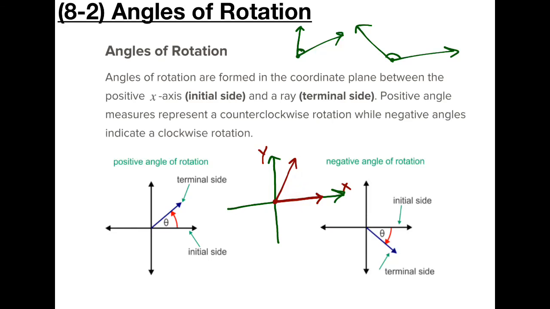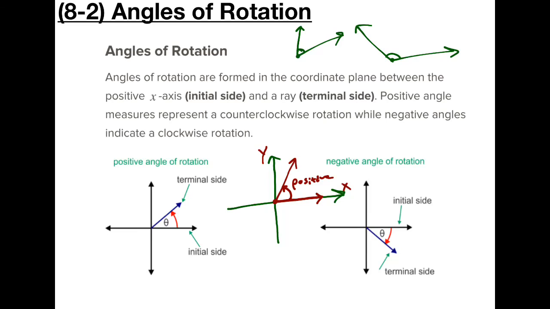Now, there are two ways to measure this angle. Well, one way is to start from the initial side, from this side, and then go counterclockwise until you get to the terminal side. So I go counterclockwise until I get to the terminal side. If I measure my angle in this fashion, then the angle that I have over here is counted as positive. So counterclockwise will give us a positive angle.